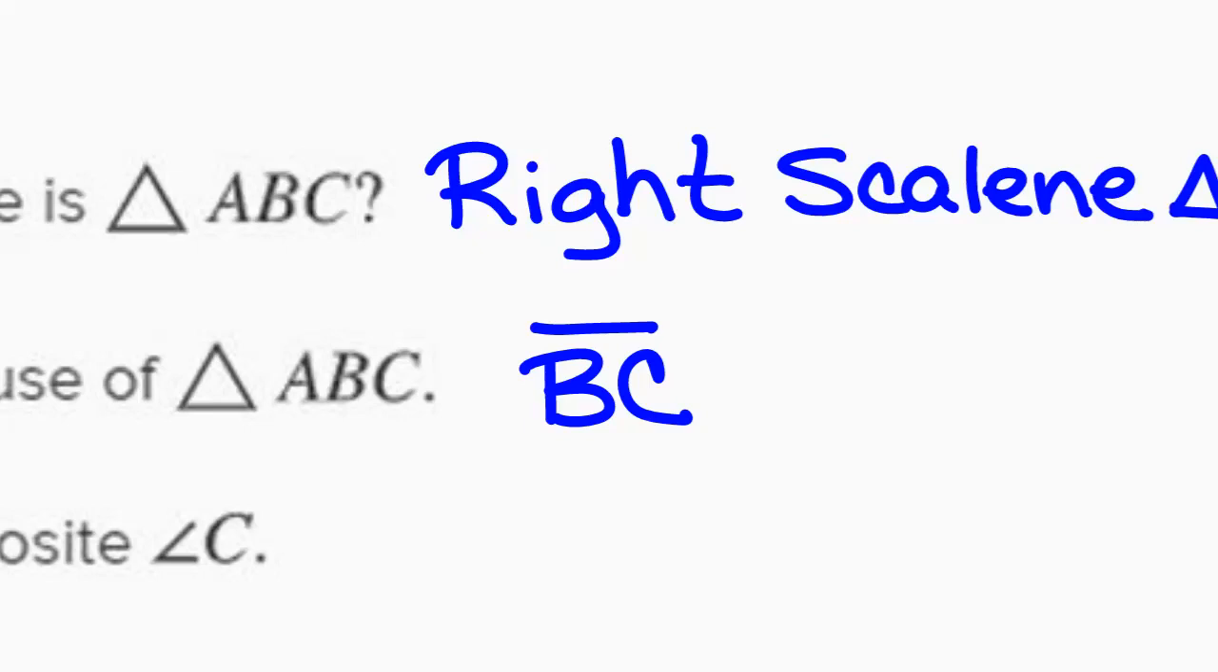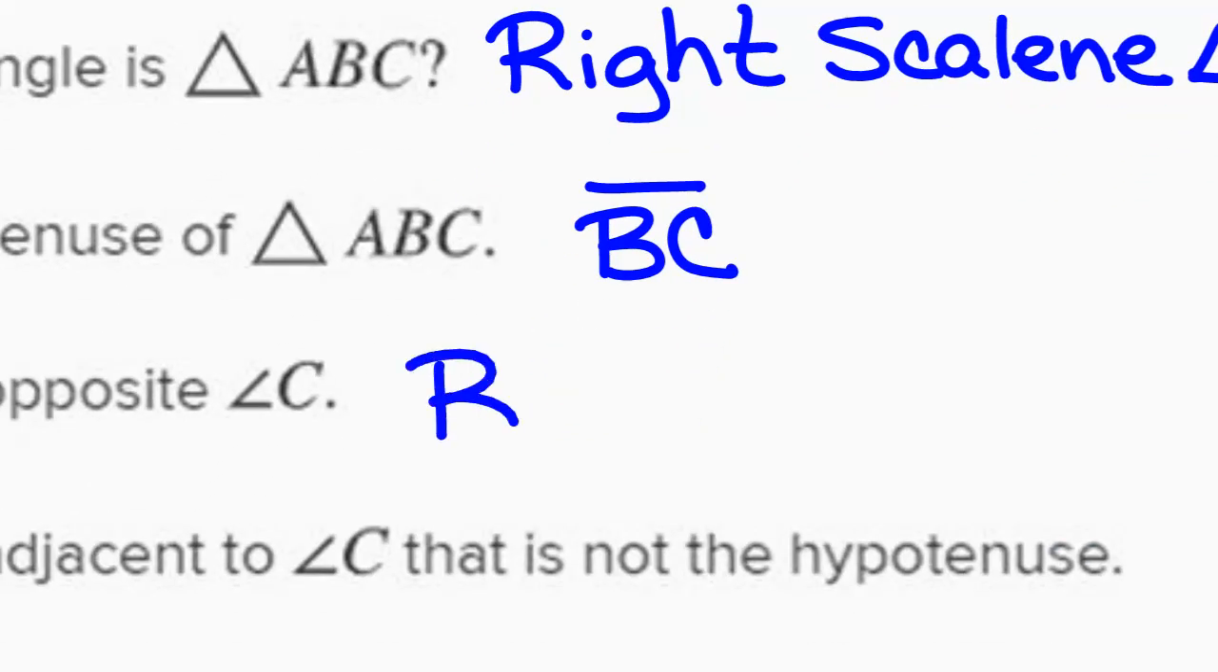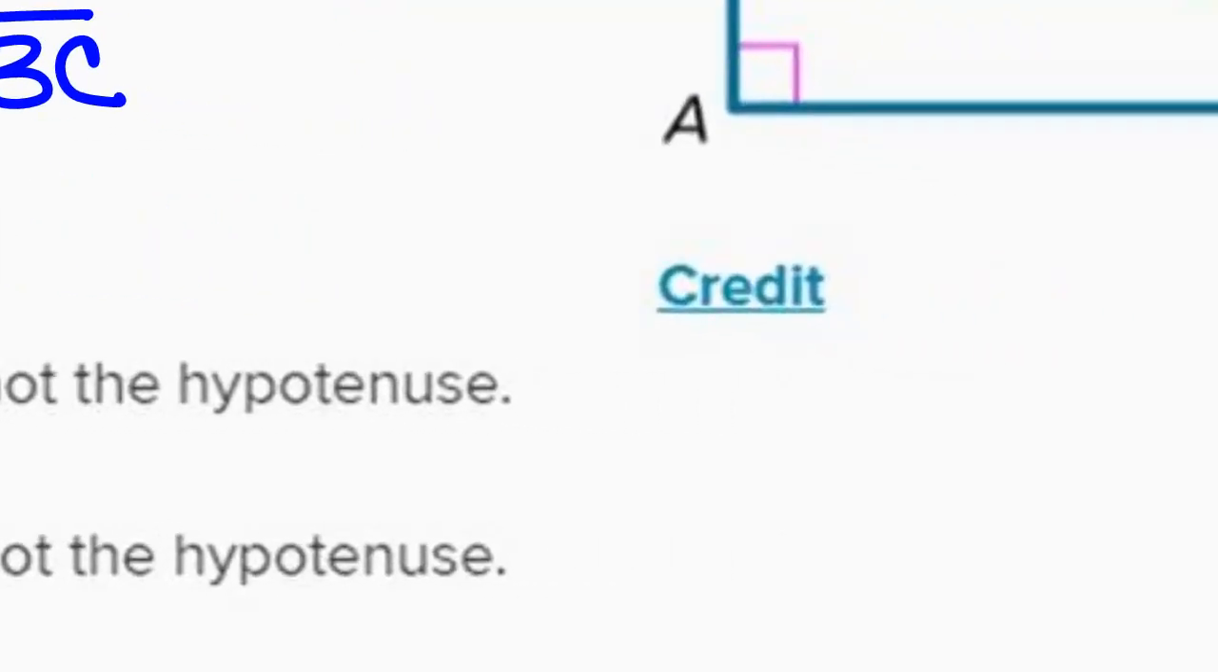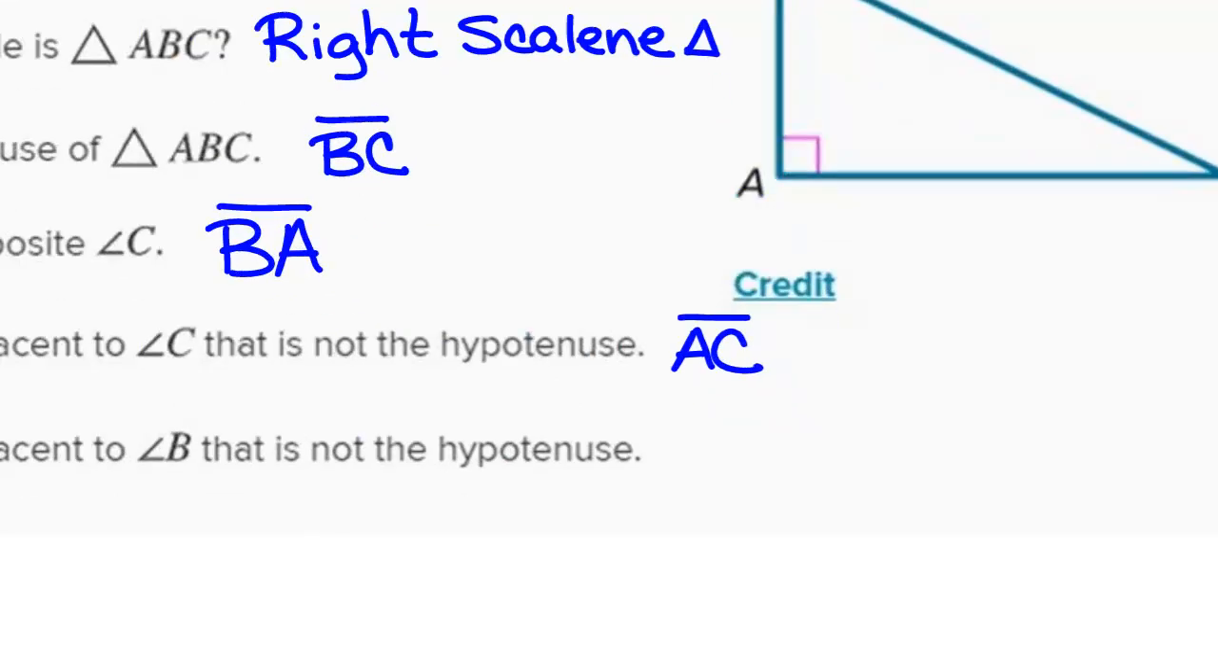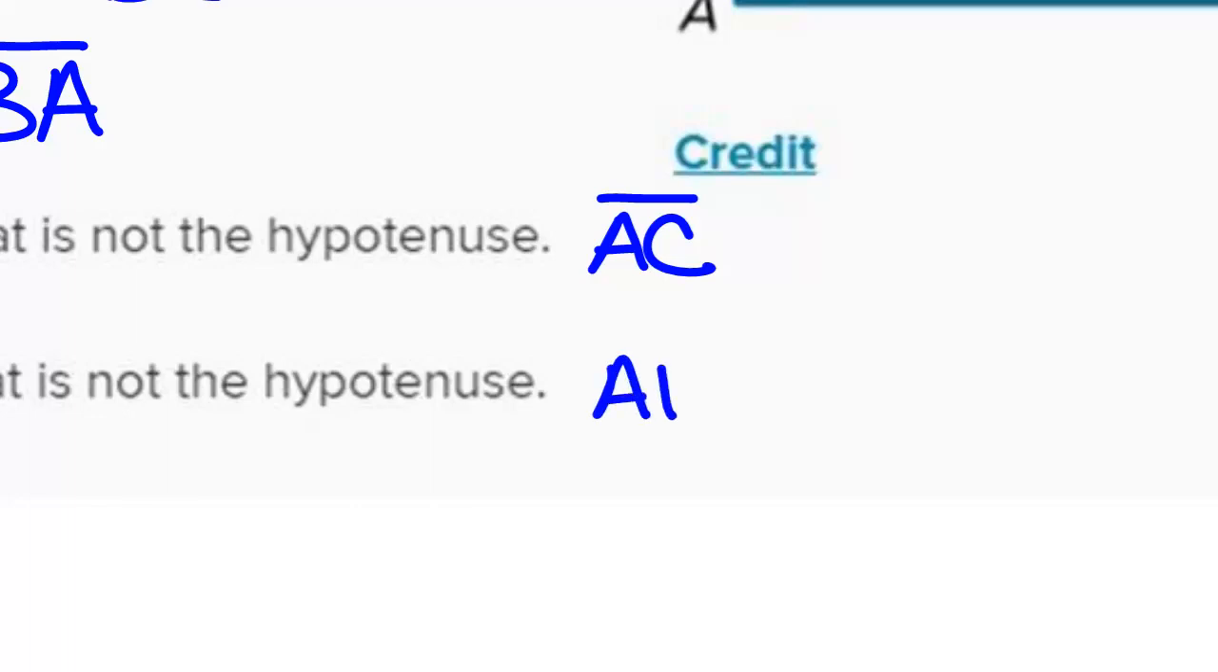What is the side that is opposite angle C? BA or AB. When you're writing segments, the order of the letters does not matter. What is the side that is adjacent to angle C but is not the hypotenuse? AC or CA. Same question, but about angle B. What is the side that is adjacent to angle B but is not the hypotenuse? AB or BA.